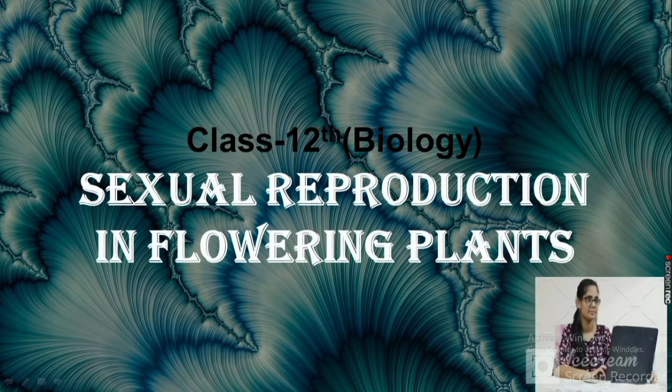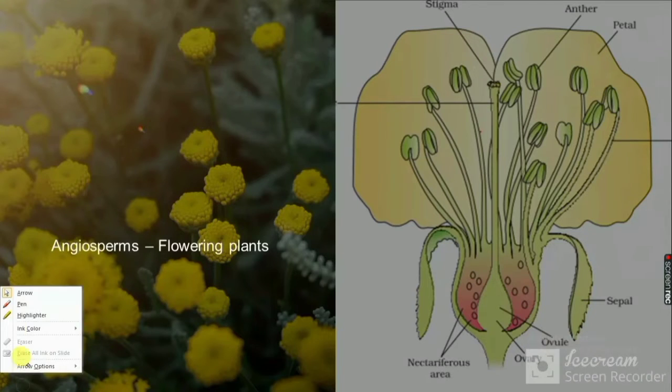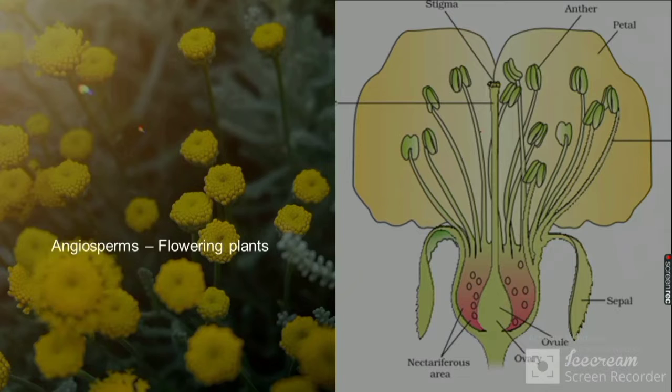Let's get started with today's class, 12th biology, chapter Sexual Reproduction in Flowering Plants. Let's get started. Firstly, let me tell you that flowering plants are known as angiosperms. Without flowers, there will be no fertilization in plants.